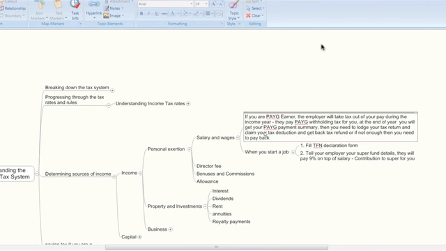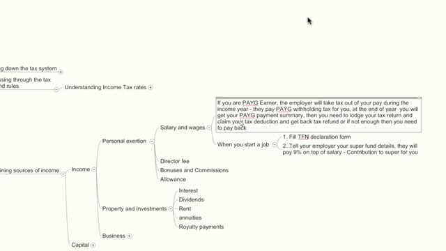So if they report it quarterly, then every 3 months, they will add up all the tax that they collected from all the employees, and then they will pay it to the tax office. And at the end of the year, they will give you what we call the PAYG payment summary to tell you how much gross income you earned, and how much PAYG withholding tax they withheld from you.